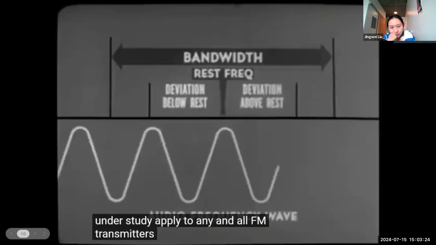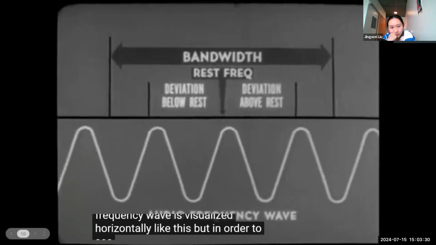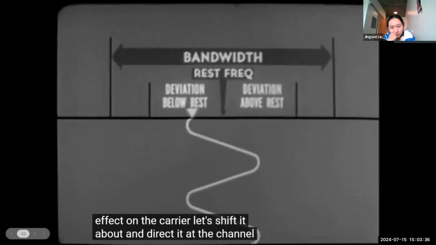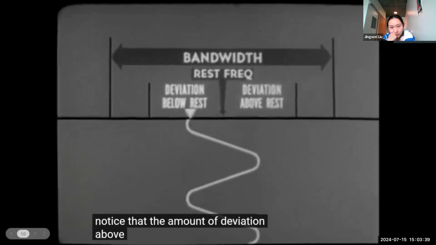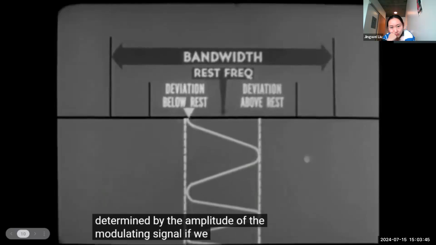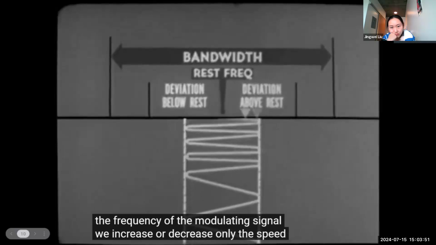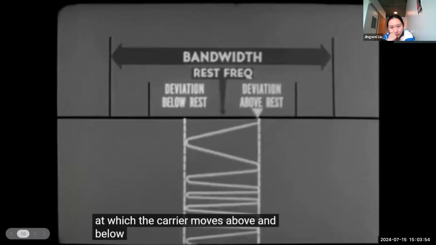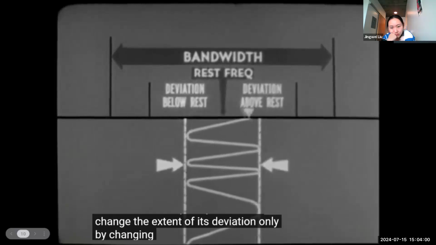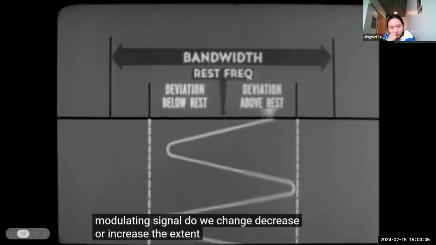Ordinarily, an audio frequency wave is visualized horizontally like this. But in order to see more clearly its modulating effect on the carrier, let's shift it about and direct it at the channel. Notice that the amount of deviation above and below rest frequency is determined by the amplitude of the modulating signal. If we raise or lower the frequency of the modulating signal, we increase or decrease only the speed at which the carrier moves above and below its rest frequency. We do not change the extent of its deviation.